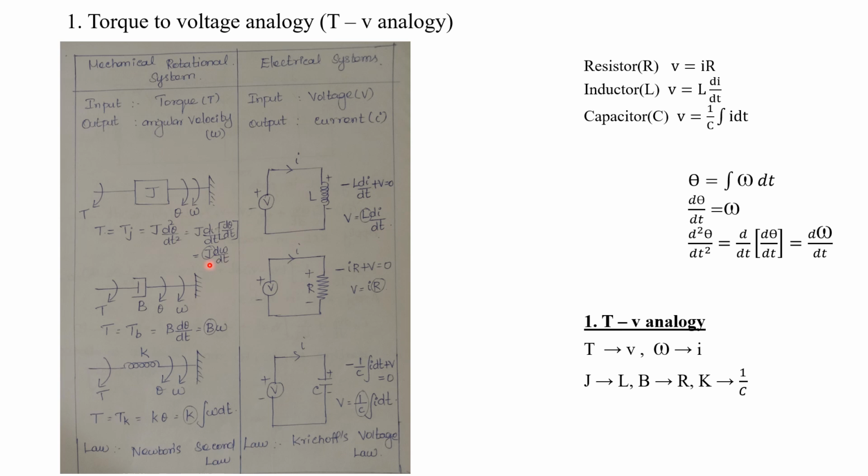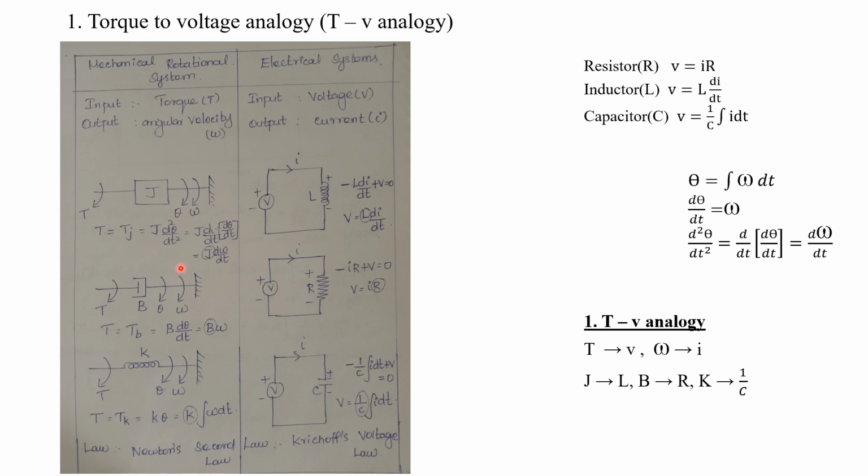Now listen here. In this equation, the input torque T is equal to J into the first derivative of the velocity omega. Here the input voltage V is equal to L into the first derivative of the output current I. Both equations are in a similar form. Now we can say J is equivalent to L. That is, in the mechanical rotational system, J can be replaced by an inductor L in an electrical system.